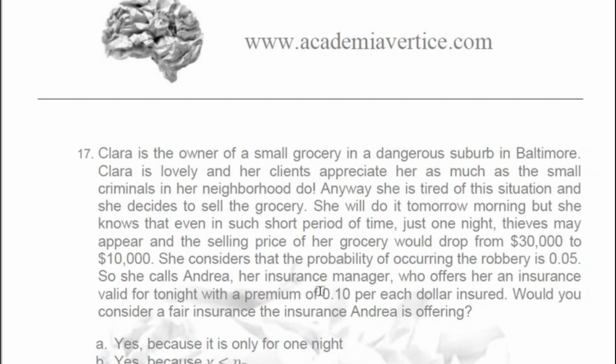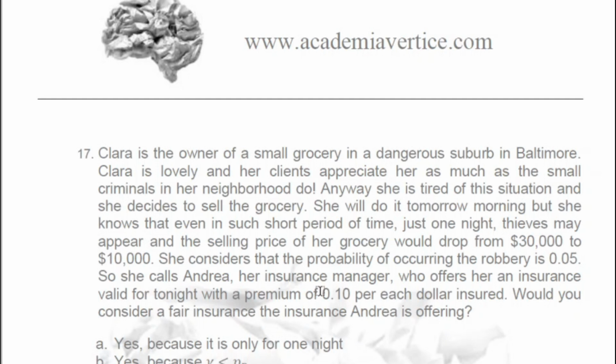So she decides to sell it. Okay? She will do it tomorrow morning. But she knows that even in such a short period of time, just one night, thieves may appear and the selling price of her grocery would drop from $30,000 to $10,000. She considers that the probability of the robbery occurring is 0.05. So she calls Andrea, her insurance manager, who offers her an insurance valid for tonight, with a premium of 0.10 per each dollar insured.